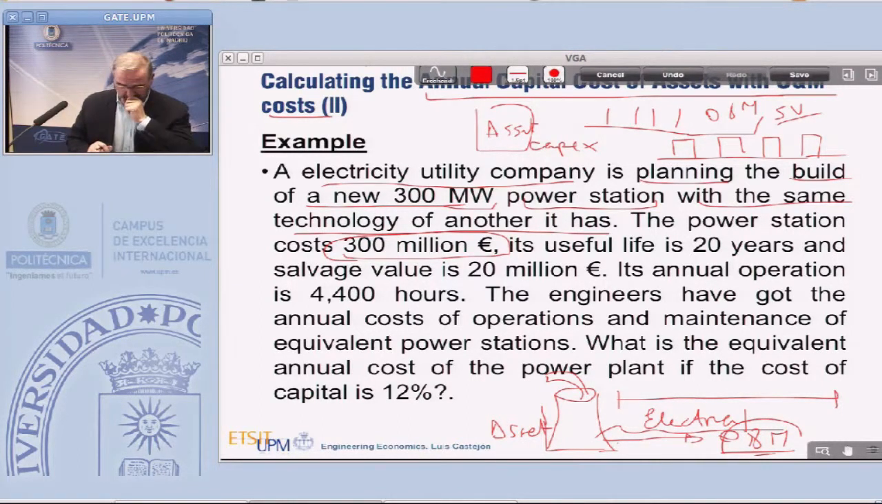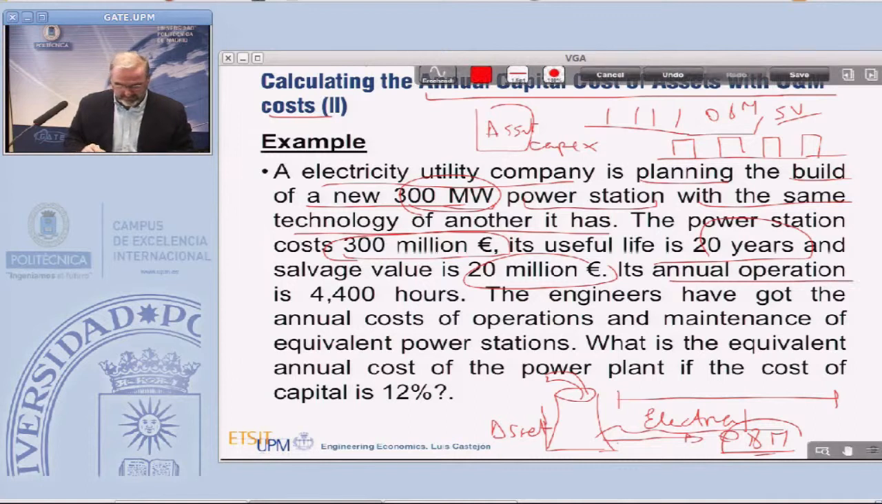A 300 megawatts power station has a cost of, more or less, depending on the technology, from 1 million euros per megawatt to 2, 3, depending on the technology. And then 300 megawatts times 1 million per megawatt is 300 million. The useful life is 20 years, and the salvage value is 20 million. So part of the power station can be sold in the future, but for 20 million.